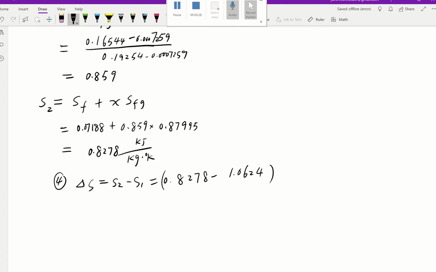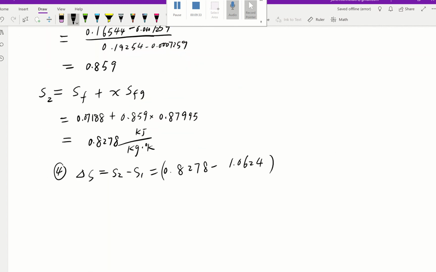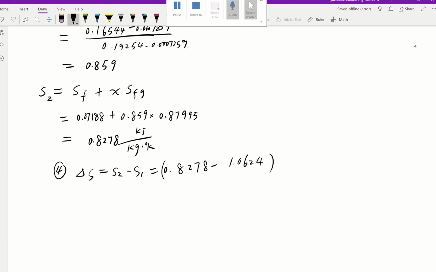This problem has given us the mass, so they are implying to find the actual entropy instead of specific entropy. In other words, we come back and multiply by mass. Our mass is 5 kilograms. Then we get our answer as a negative value, 1.173. The unit will be kilojoule per Kelvin. This negative value only tells us that during this process, the entropy decreases.